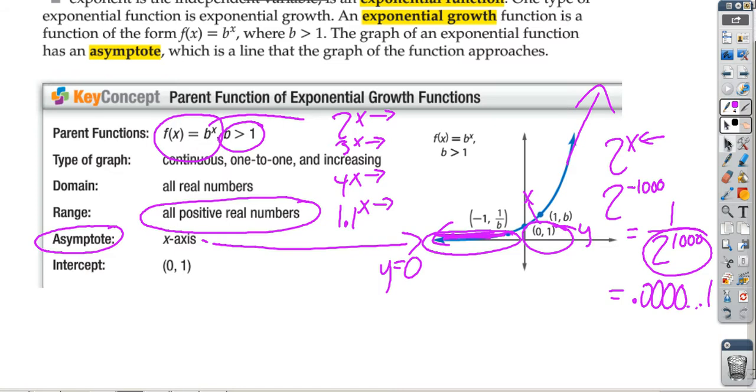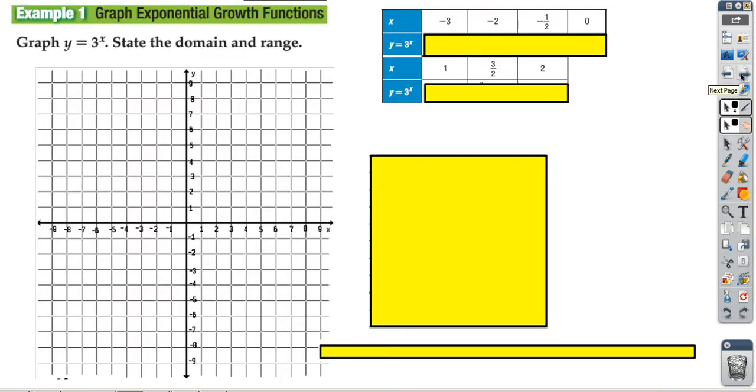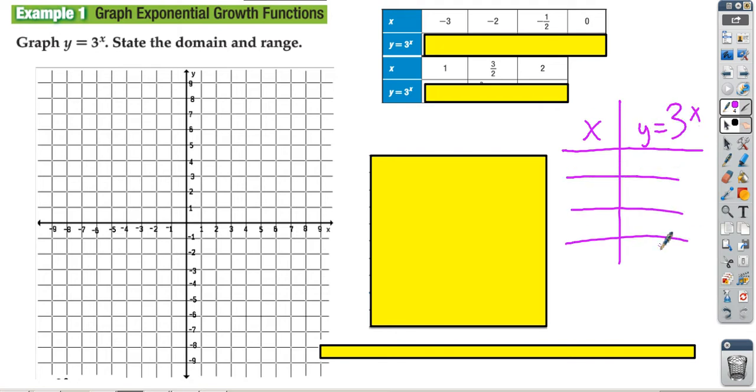It's on any exponential graph. Alright, so we'll graph this and then we will state the domain and the range. The easiest way to do it is to make a table of values, which we have kind of set up here. And I'll just draw it a little bit different here so we can see it better. And usually you really only need a couple points here.